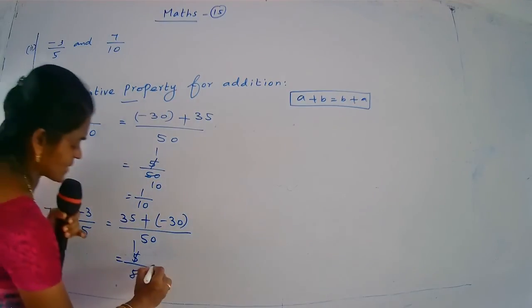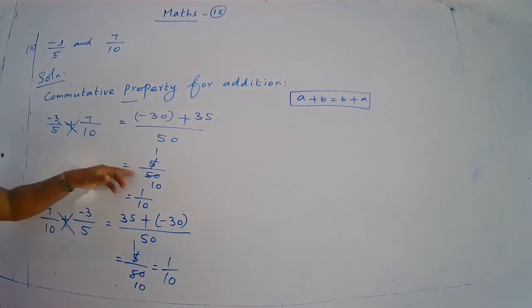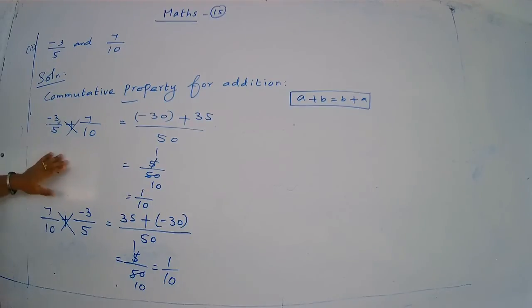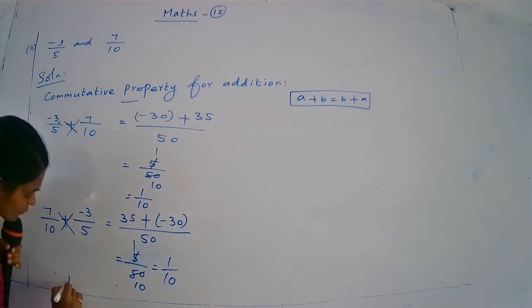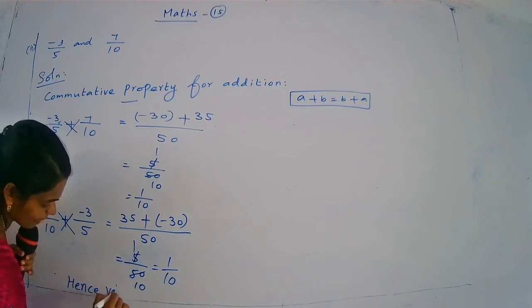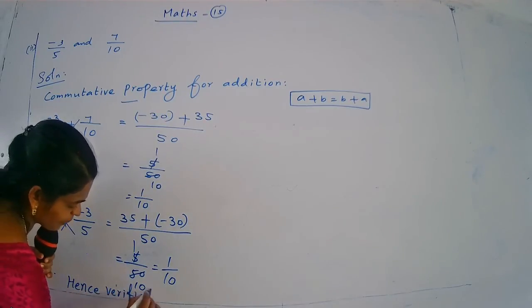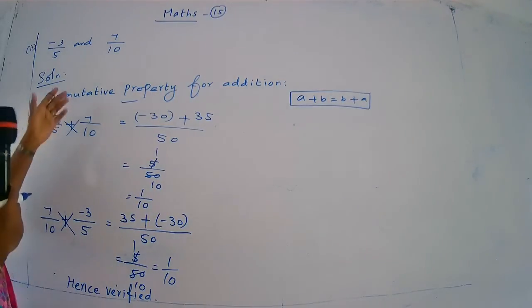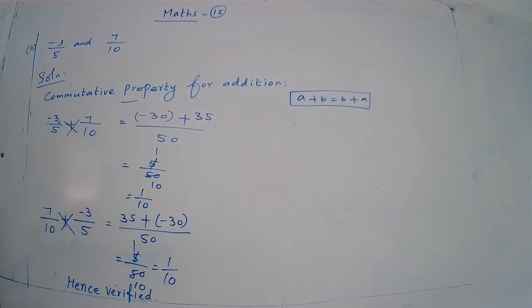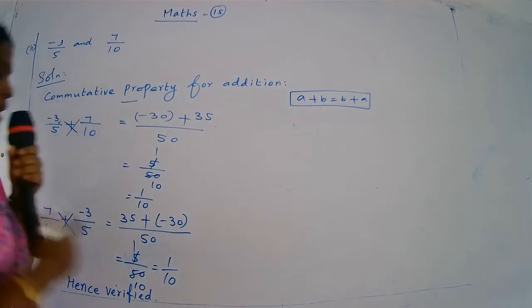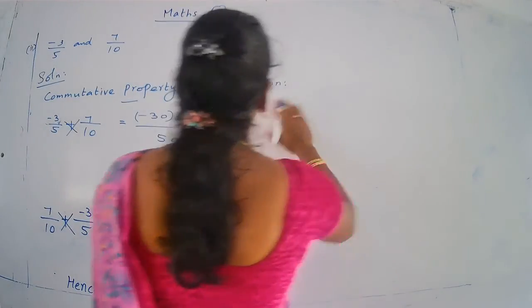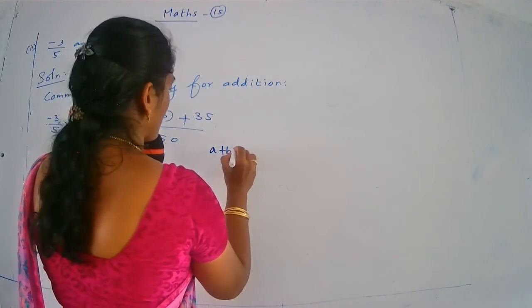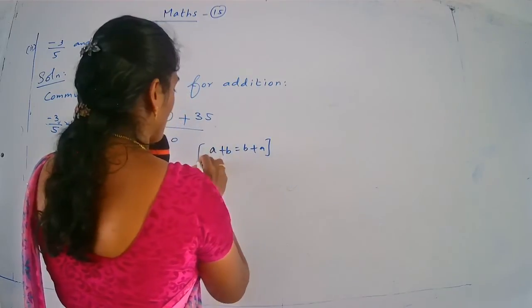Do it. Write it in your classwork note, in first question, second one. First of all, you check commutative property for addition. Then after, you write commutative property for multiplication. You write one by one. Okay, children? Do you understand?